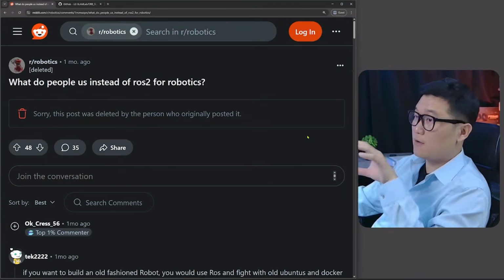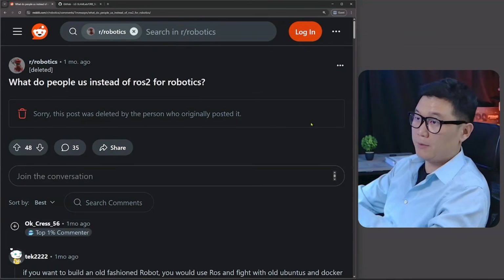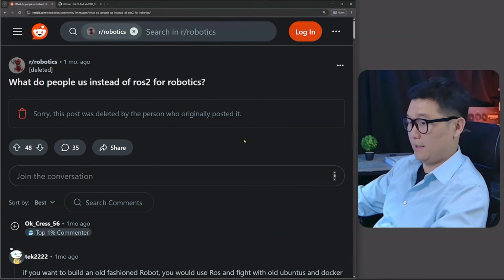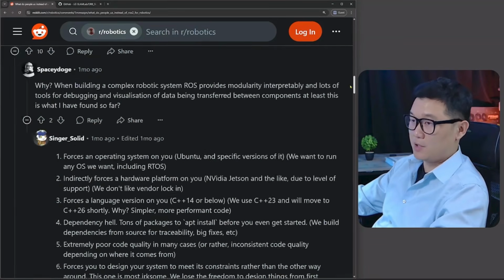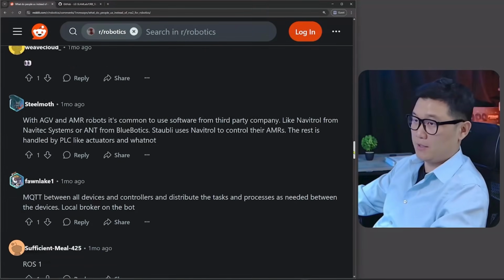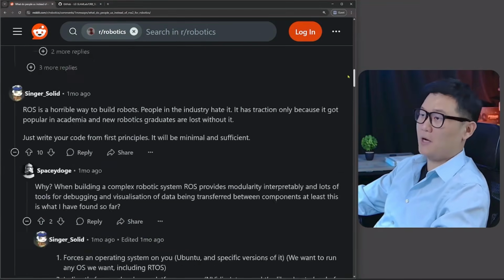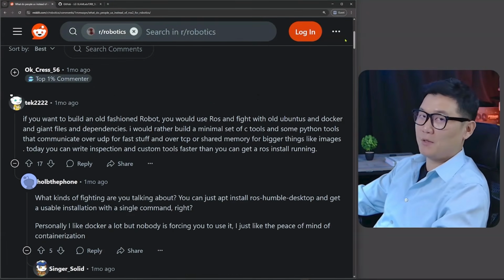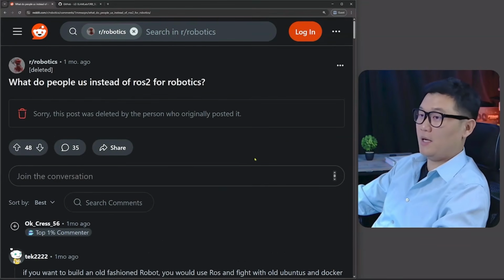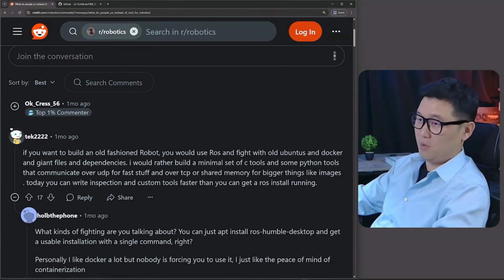Okay, today let's start from this Reddit post. Like, what do people use instead of ROS2 for robotics? Because I like this kind of topic, and I can see a lot of discussions going on in this topic as well. Some people are really angry with ROS2. Some people are kind of neutral. And I think I'm a little more biased against ROS, personally speaking. But I think there is a valid reason. So let's look at this post first.